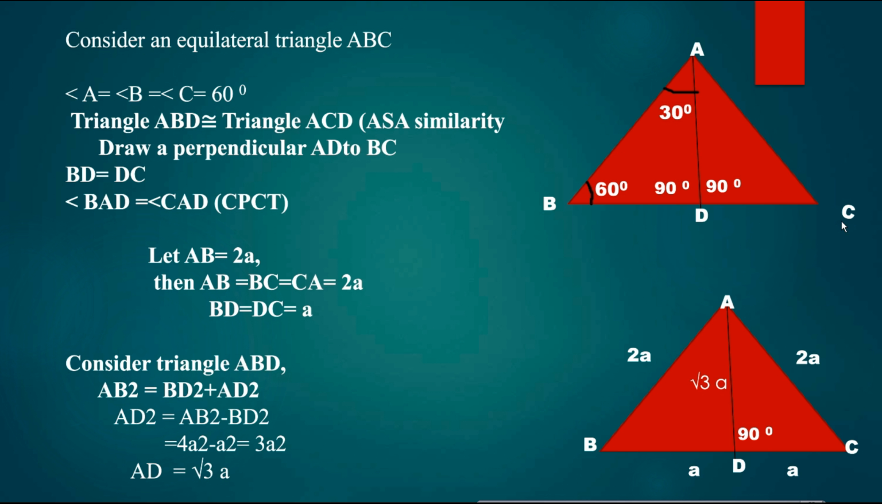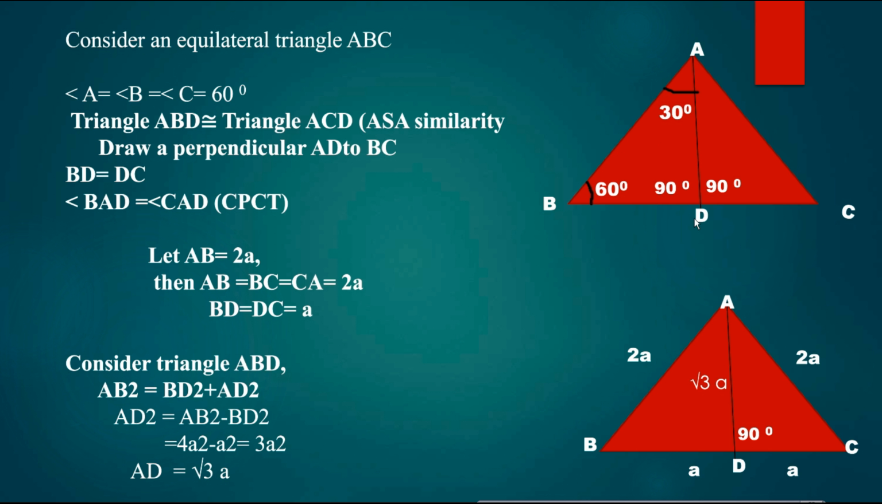So two angles are the same. And one side for ABD and ACD: side AD is common, so this side is equal. Two angles and one side are equal, that is angle, side, angle. ASA congruence. This you will study in another chapter.